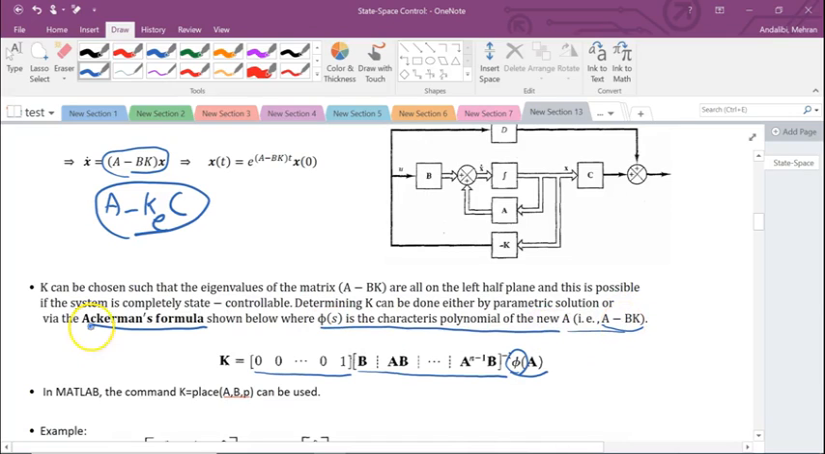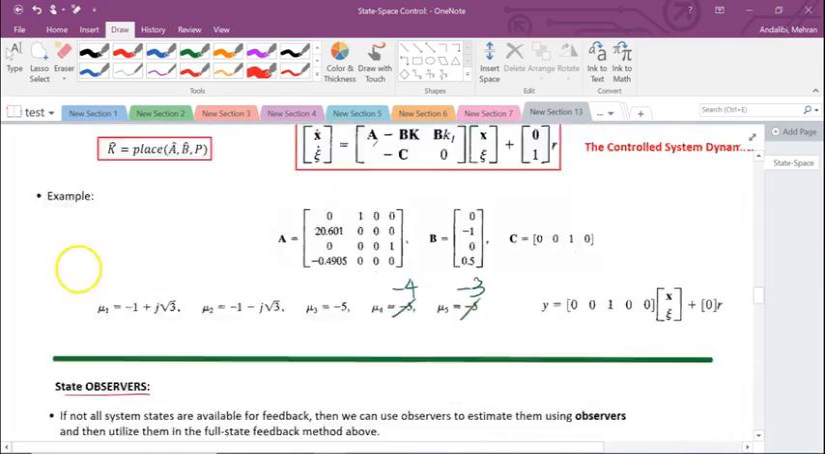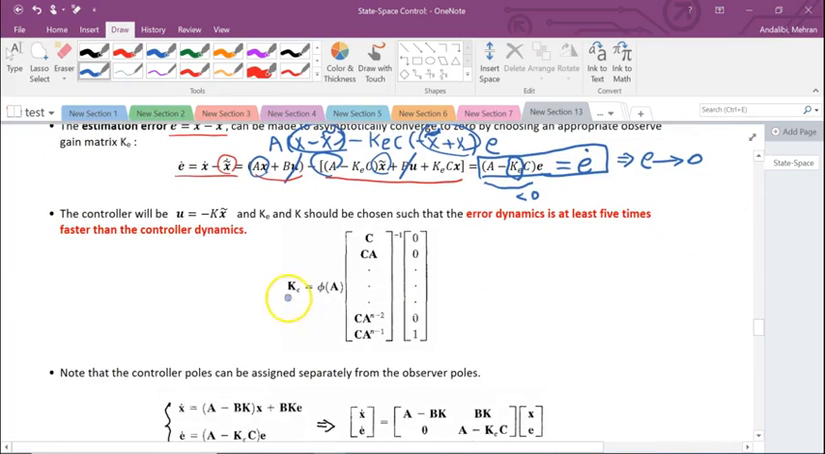Right? Now, an exactly similar thing, Ackermann's formula, can be used to calculate KE, and that is what you can see down here. This time the order is different, so the phi of A comes first, then you have the observability matrix, and then you have this vector with a bunch of zeros and ones. So remember, this is the observability matrix.